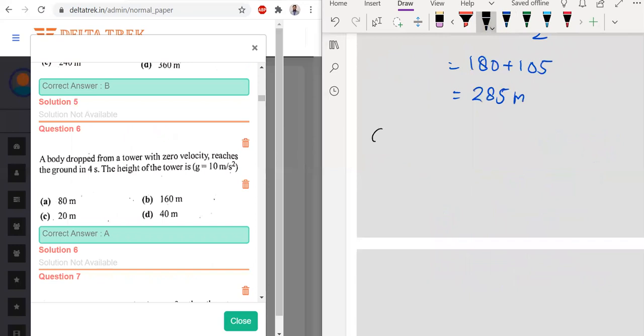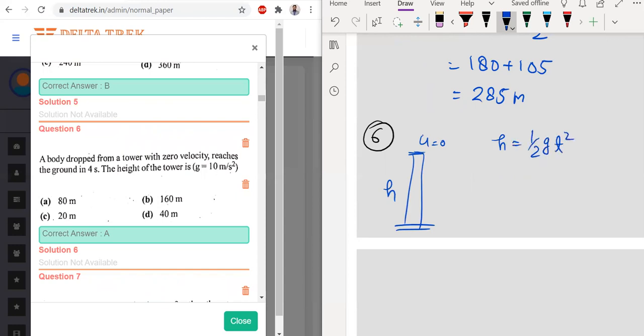Let's see question number 6 then. A body dropped from a tower with 0 reaches the ground in 4 seconds. The height of the tower. So I know when something is dropped, how to find the height. When something is dropped, so the height can be found with half g t square, because u t is going to be 0. So h will be half into g, consider it 10, and t is 4 second. 4 ka square 16, so it will be 80 meter.